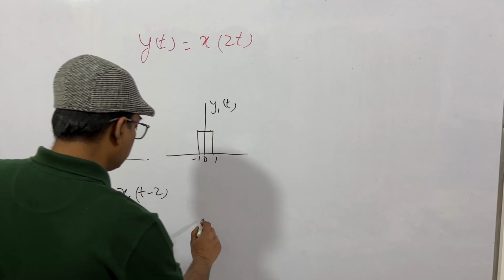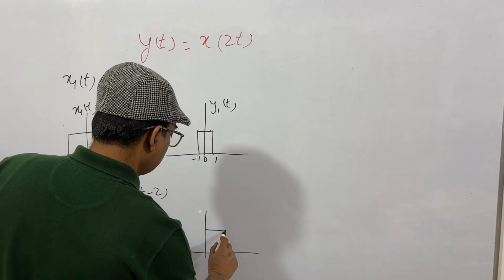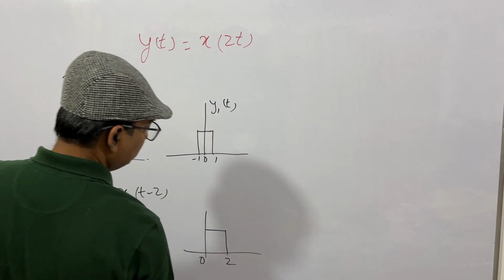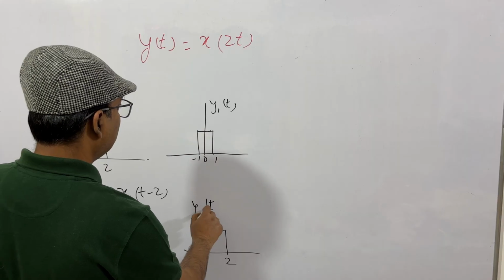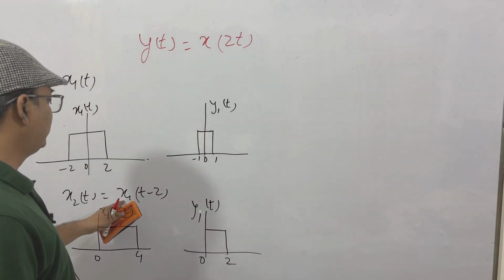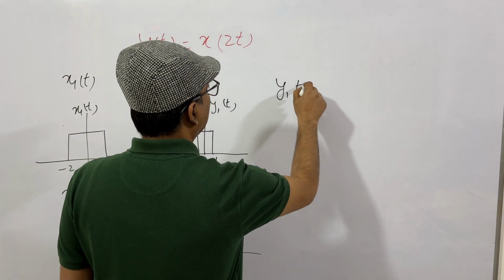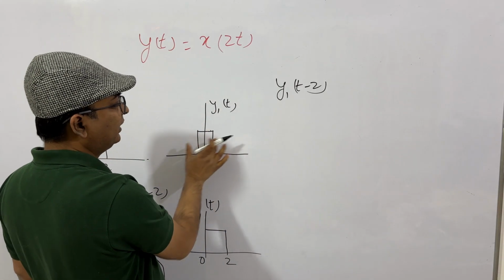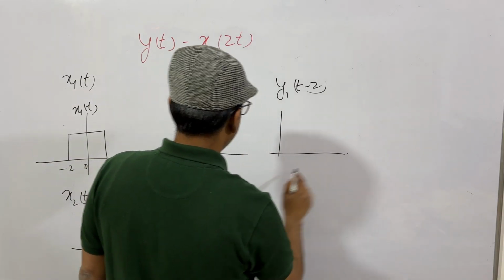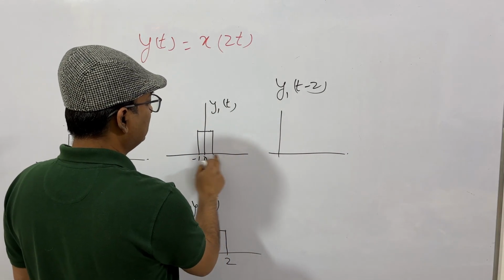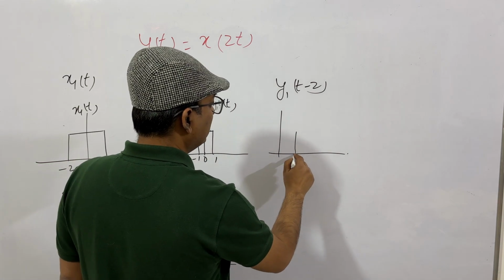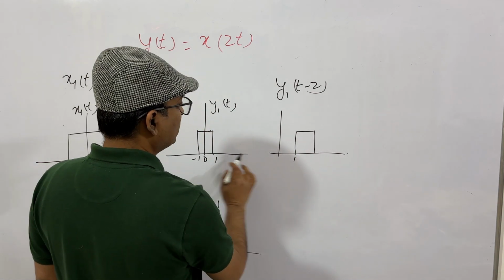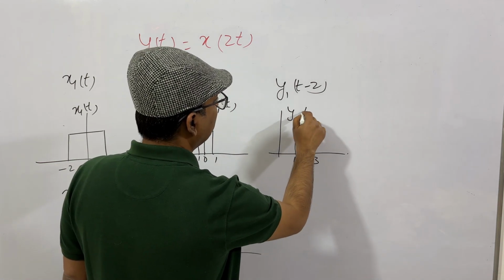What will be output because of this? It will simply get compressed by a factor of 2. Okay, so your y1(t) is this. If you take the direct value y1(t-2), what will you get? This will go to this point, that is -1+2, so this will go to 1, and then 1+2, 3. So this is your y1(t-2).